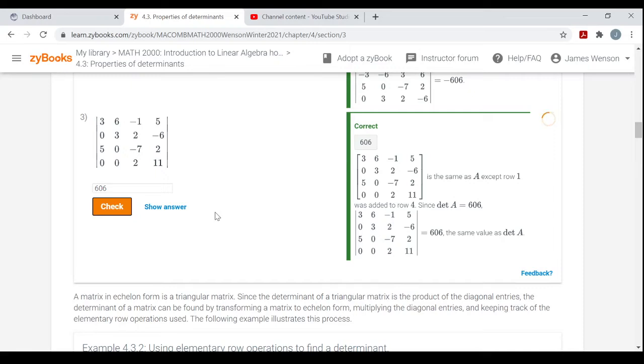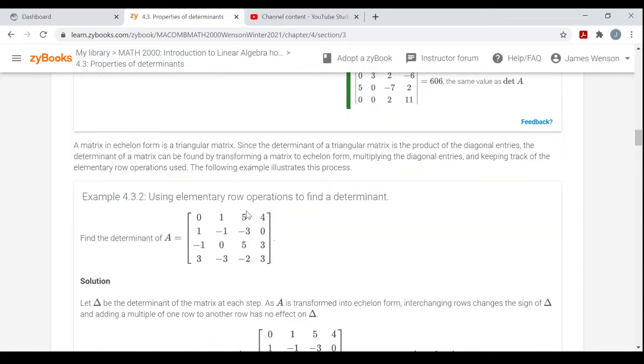All right. So now, using this concept, the fact that these row operations have an effect on the determinant, gives us an opportunity to find the determinant of a matrix in a different way, using row operations instead of cofactors. Remember, last section was cofactor expansion.